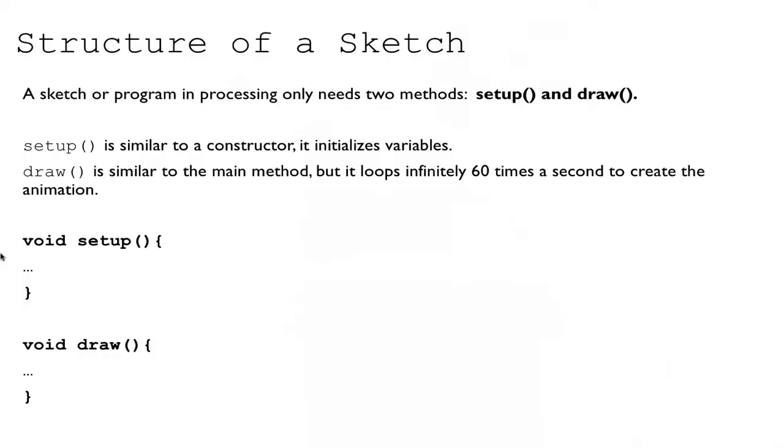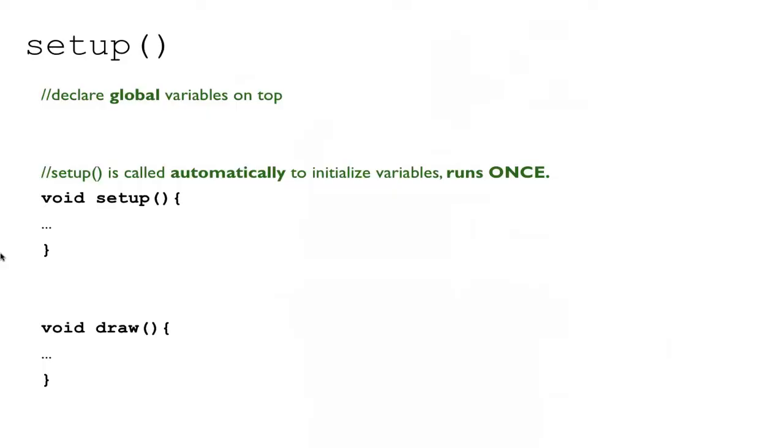So let's talk in detail about how this works. Typically when you write a program, you want to have your global variables declared on top of the program. So this would be like a sketch or a program. We declare the variables here, but we haven't initialized them yet. And setup is called automatically to initialize the variables. You don't have to call it, it's called itself. And this runs exactly once to initialize your variables.